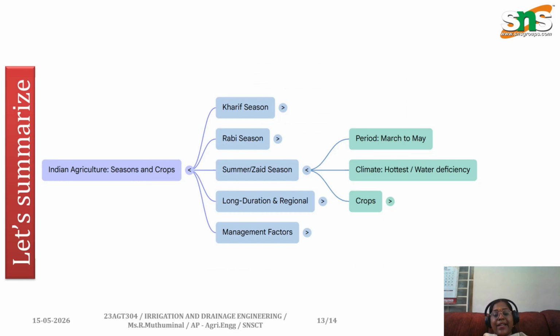So let us summarize today's lecture. We have discussed the major cropping seasons in India: Kharif, Rabi, and Zaid crops. We have also seen crop season relationships and the role of irrigation in crop planning. Understanding crop seasons helps engineers and farmers use water wisely and improve agricultural productivity sustainably.